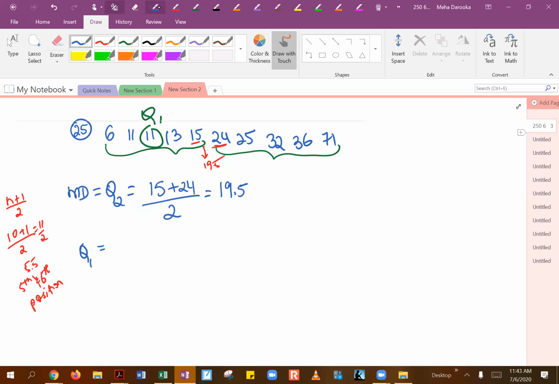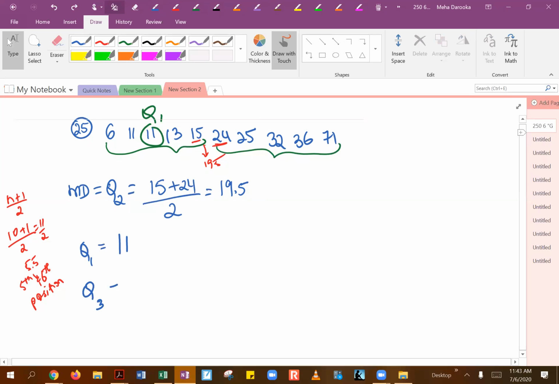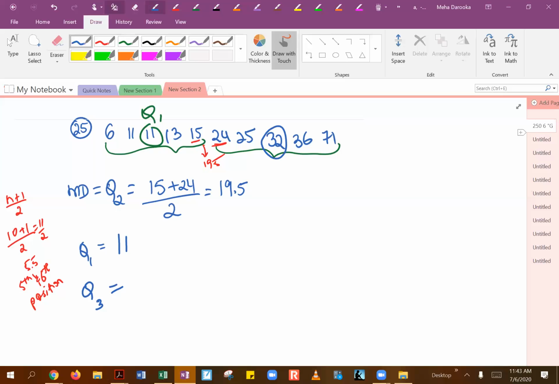And then what about quartile 3? Alrighty, very good. You have 32 as the answer because again, you have 5 data values in the second half and the centermost value is going to be 32. So that's going to be our quartile 3.